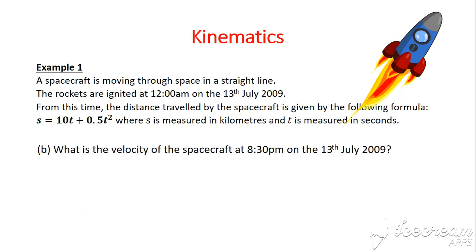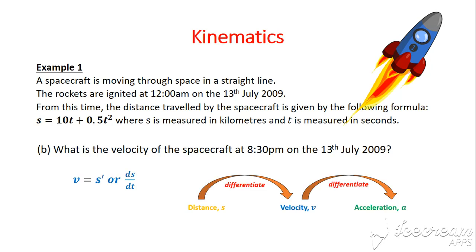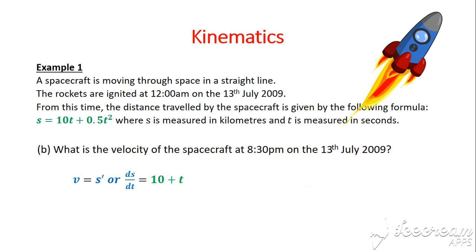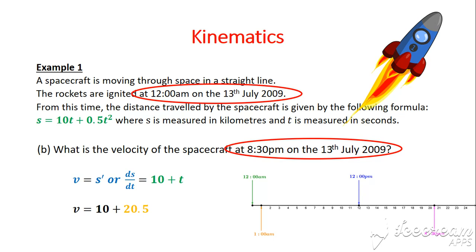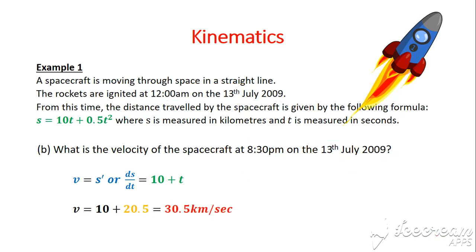Right, part B, what's the velocity at 8:30 on the 13th of July? Well, we've already got our velocity formula. We did all the hard work in part A, so we just need to work out that 8:30 is 8 and a half hours after midnight. So we just need to substitute t as 8.5, and that gives us a velocity of 18.5 kilometers per hour.